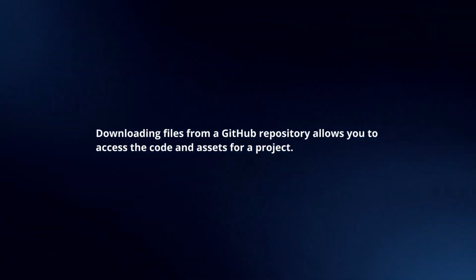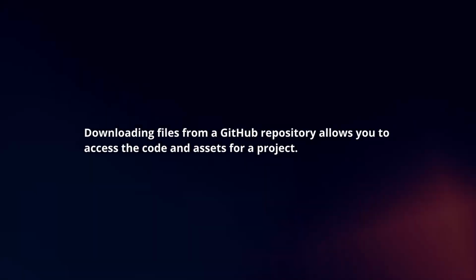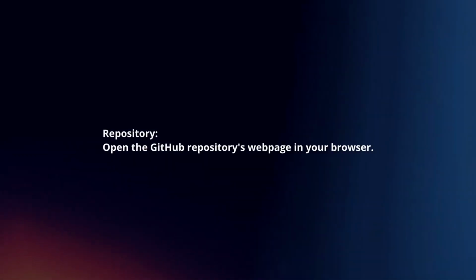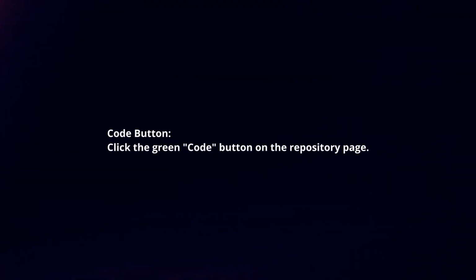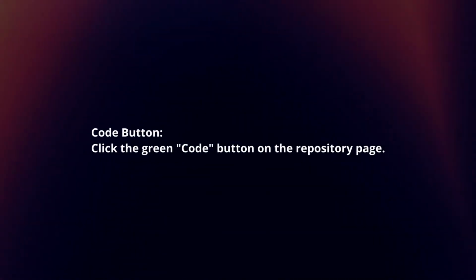Downloading files from a GitHub repository allows you to access the code and assets for a project. Here's how to do it. Repository: open the GitHub repository's webpage in your browser. Code button: click the green code button on the repository page.